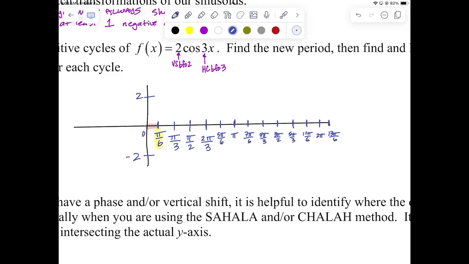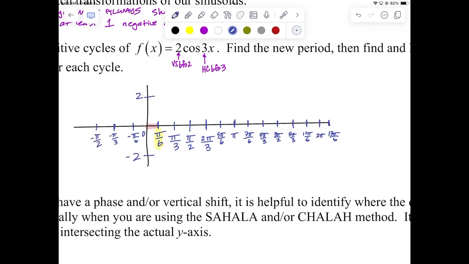Now remember, the rule is to have at least one negative one, so I'm going to come over here about the same distance. I'll call that negative pi/6, and I got room, so I might as well put a couple more. So minus 1 pi/6, minus 2 pi/6, which is minus pi/3, minus 3 pi/6, which is negative pi/2.